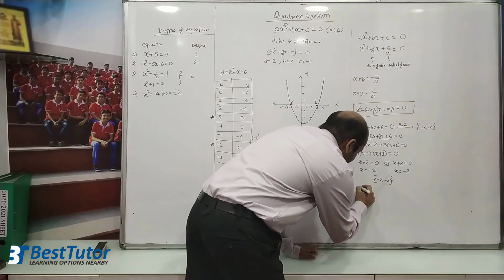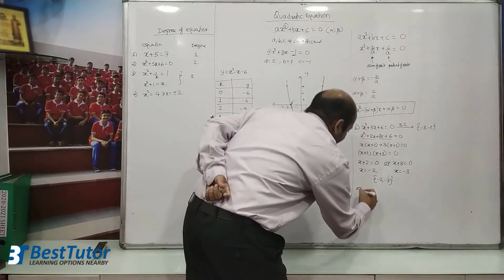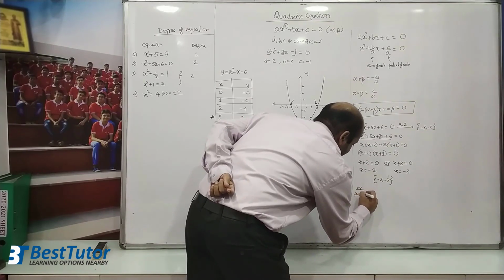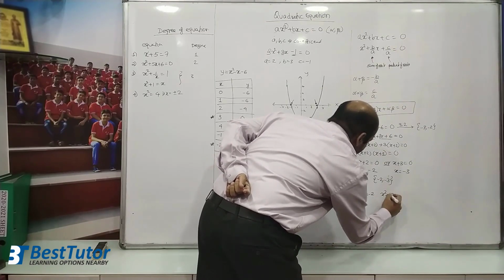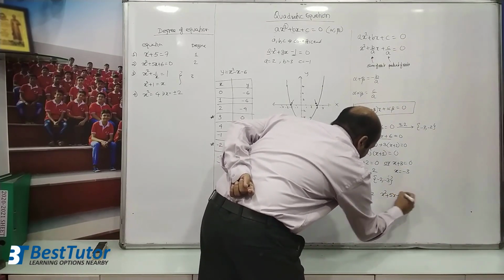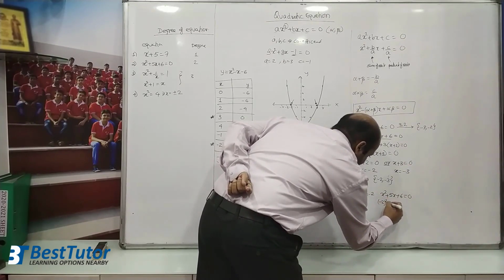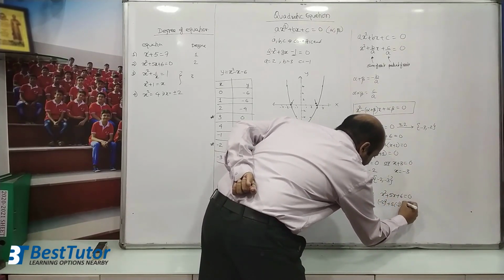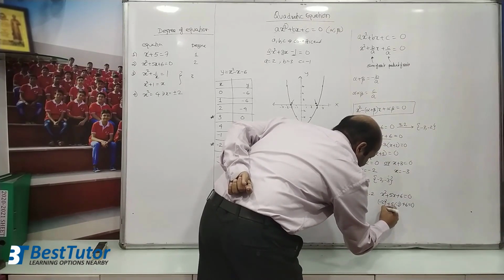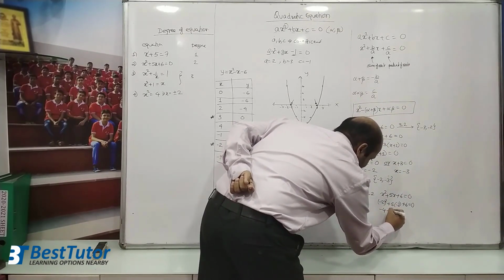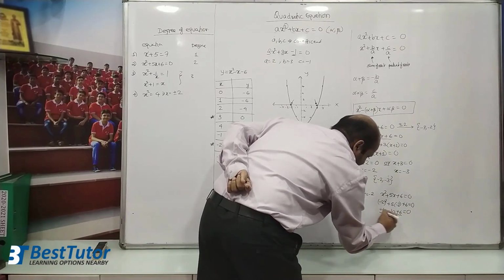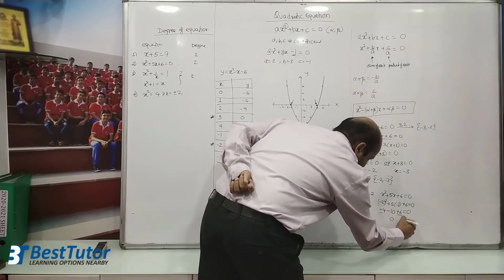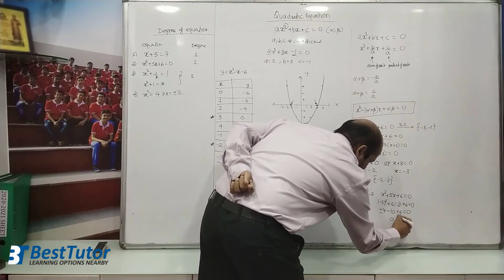For this equation, x square plus 5x plus 6 equal to 0, if I put x equal to minus 2, I get minus 2 square plus 5 into minus 2 plus 6 equal to 0. I get 4, minus into minus is plus, 4 minus 10 plus 6. Plus 4 plus 6 is 10. 10 minus 10, the answer is 0. So we get left hand side equal to right hand side.